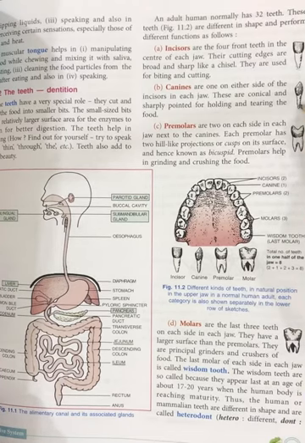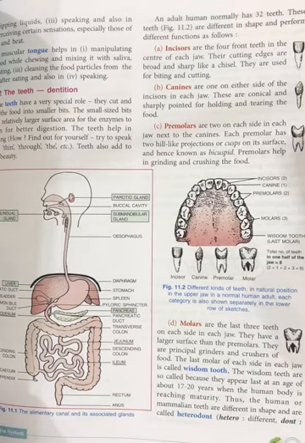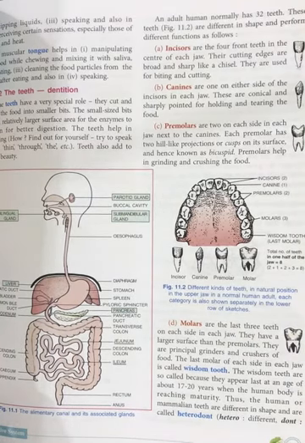Then premolars: there are two on each side in each jaw next to the canines, and each premolar has two hill-like projections which are called cusps, and they are even called bicuspid. Premolars are used for grinding and crushing the food.